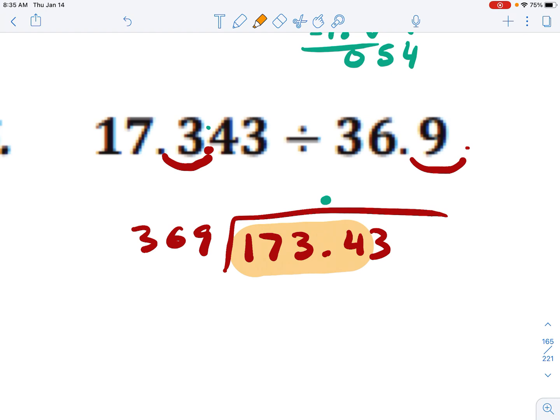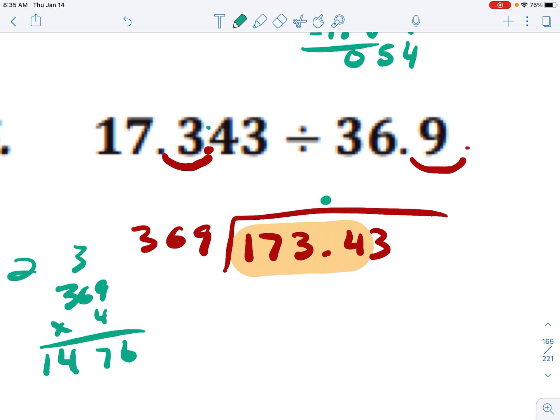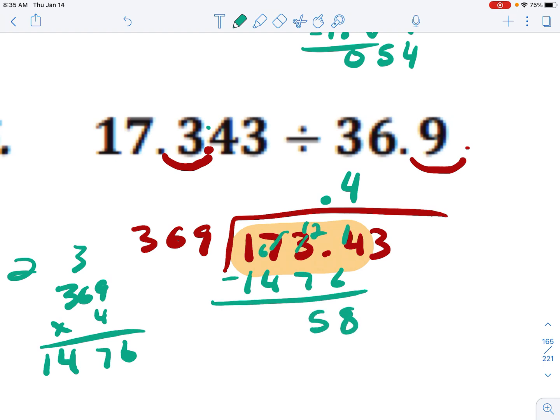369 is too big for 173, so we have to start with 1,734, okay? It's either going to be 4 or 5. I think it's going to be 4 because it has that 69 attached to it. So 369 times 4 is 36, 24, 27, 12, and 14. Okay, so it is 4 times. We're going to subtract this, and we get 8, 5, and 2. Then we bring down the 3.